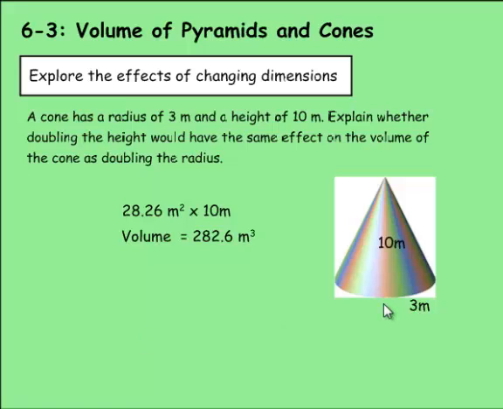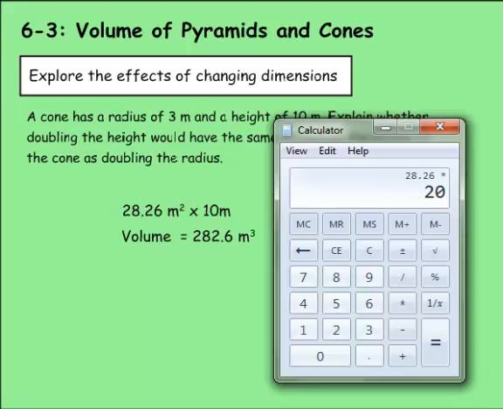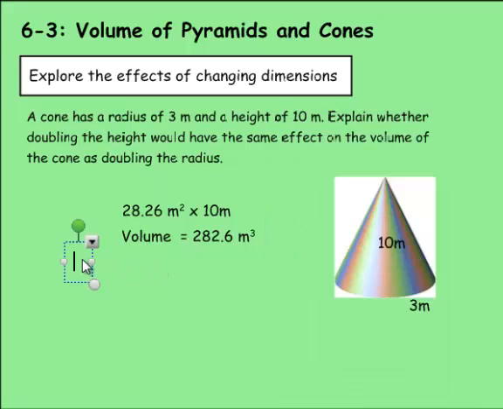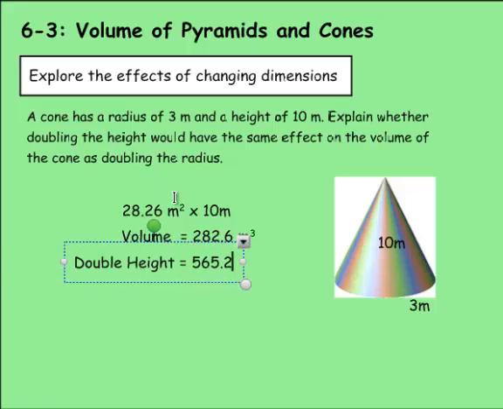Now let's find out the changing dimensions. Let's try doubling the height first. So this would be the area of the base times 20 now. So 28.26 times 20 would be 565.2. So we'd say double height, 565.2. So doubling the height does double the volume.